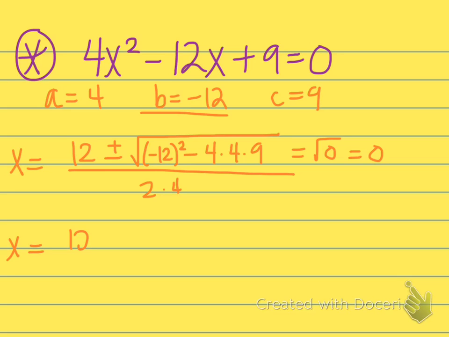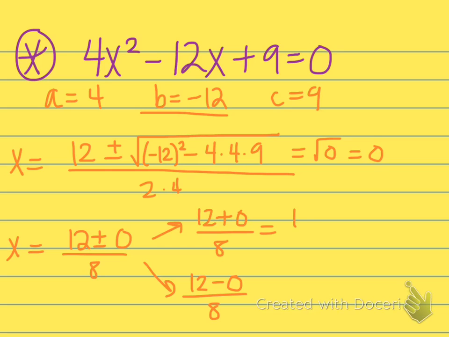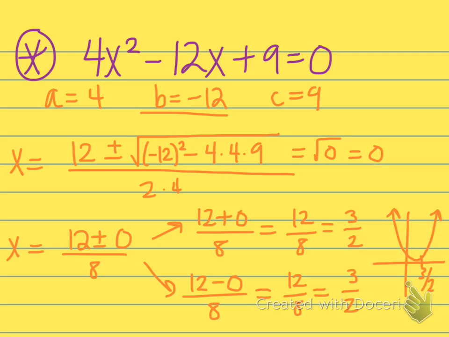So I have x equals 12 plus or minus 0 divided by 8. Now you may already be thinking that 12 plus 0 divided by 8 is going to be the same thing as 12 minus 0 divided by 8. And you're exactly right. When I add 0 to something, I get the same value back. So what ends up happening here is I have one solution for this quadratic, but it has a multiplicity of 2, which means on a graph of this function, we would have the vertex of the parabola at 3/2 on the x-axis.